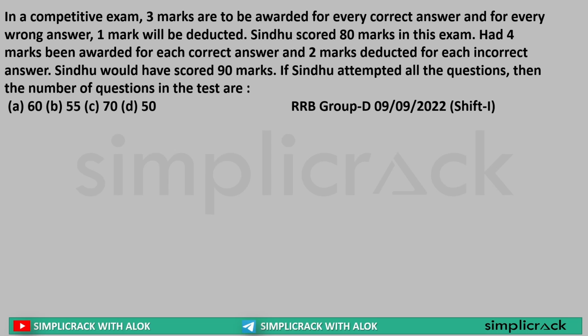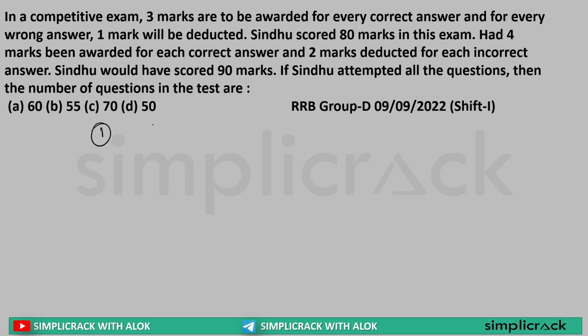In a competitive exam, 3 marks are to be awarded for every correct answer, and for every wrong answer 1 mark will be deducted. Sindhu scored 80 marks in the examination. Had 4 marks been awarded for each correct answer and 2 marks deducted for each incorrect answer, Sindhu would have scored 90 marks. If Sindhu attempted all the questions, then the number of questions in the test is what? Now understand this.